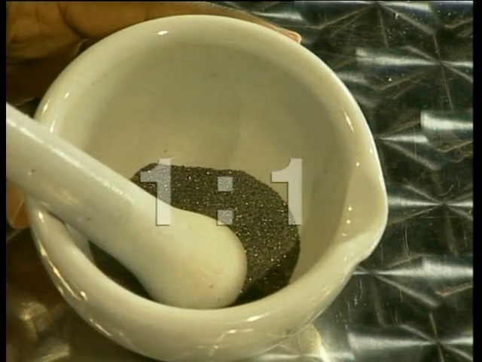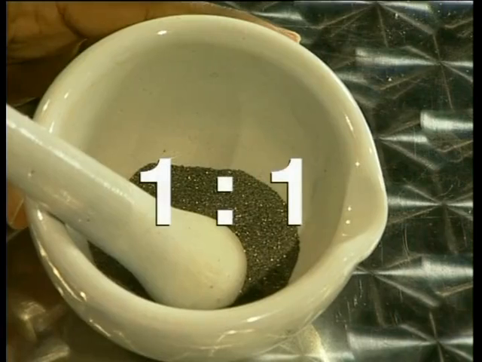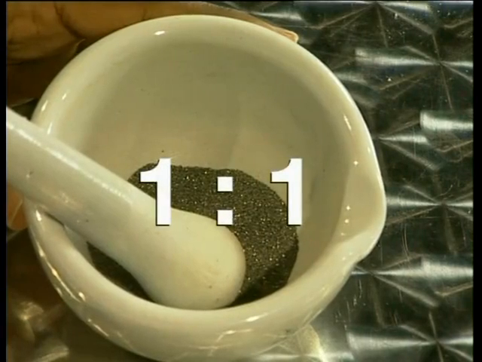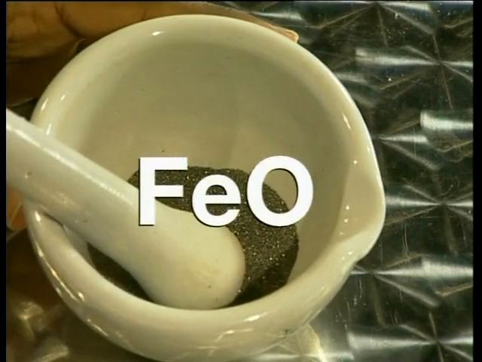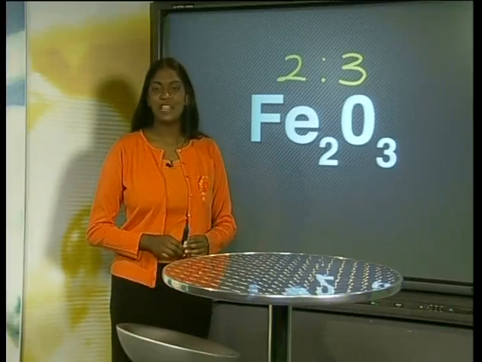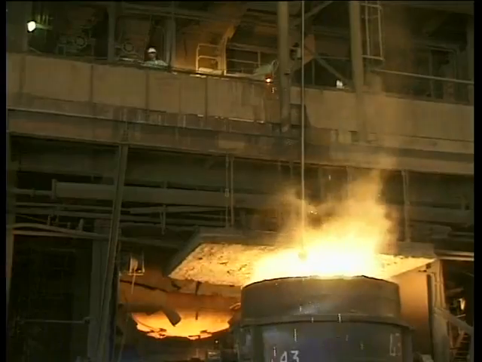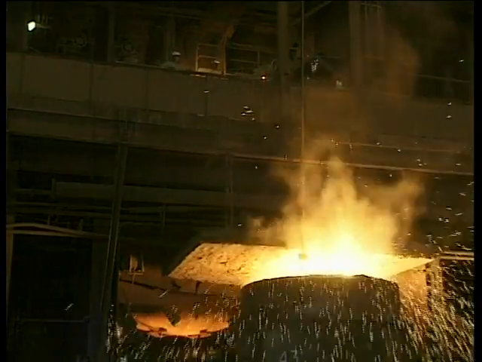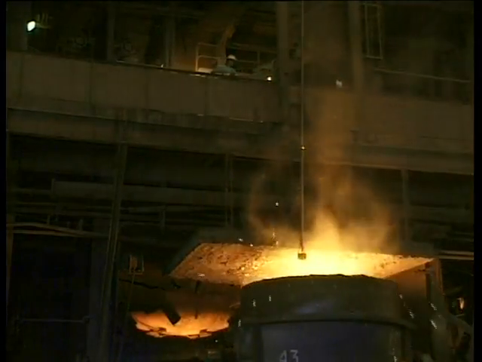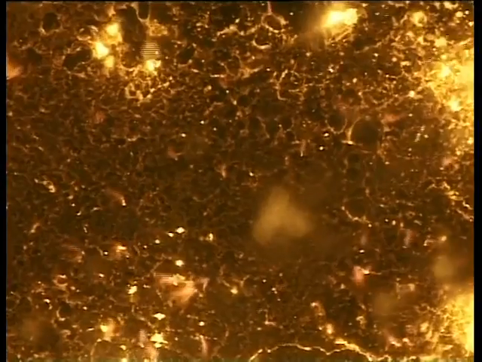Here, 1 atom of iron combines with 1 atom of oxygen. This compound has a formula of FeO. Now, let's get back to the process. This mixture of coke, limestone, and iron ore is poured into the top of the burning blast furnace. Hot air is then blasted through the mixture, making it glow white hot.